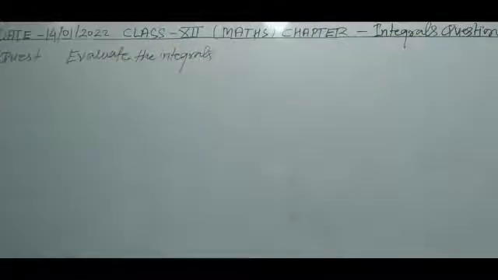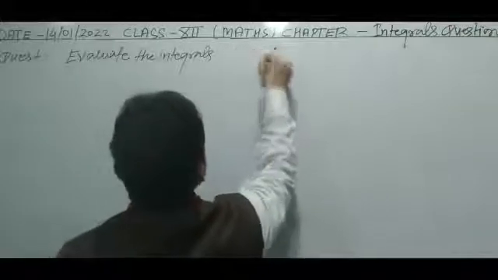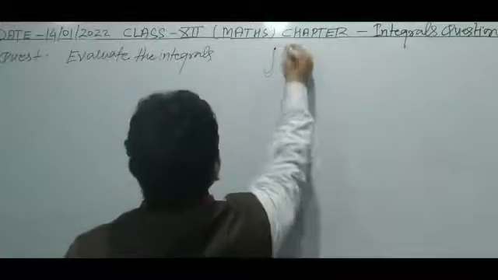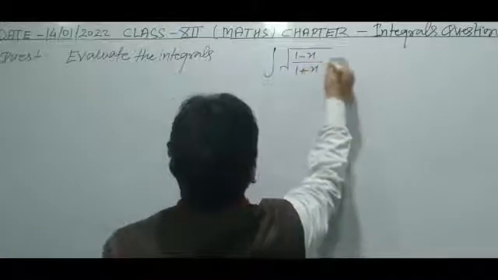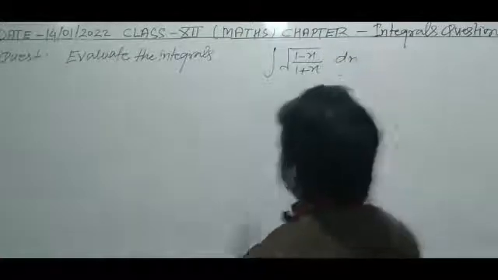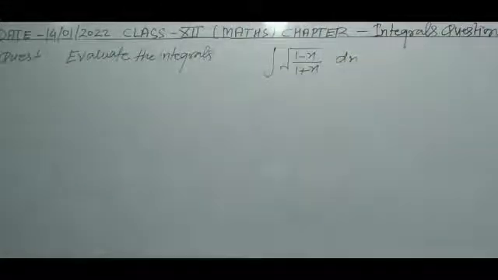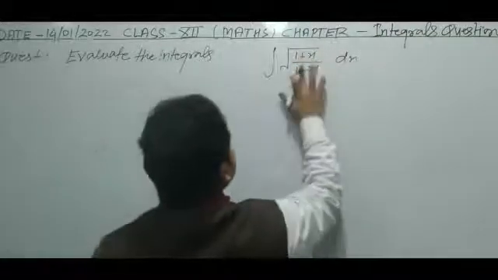The integral is the integration of root over (1 minus x) whole upon (1 plus x) dx. This is our question. We have to integrate. This is 1 plus x upon 1 minus x.